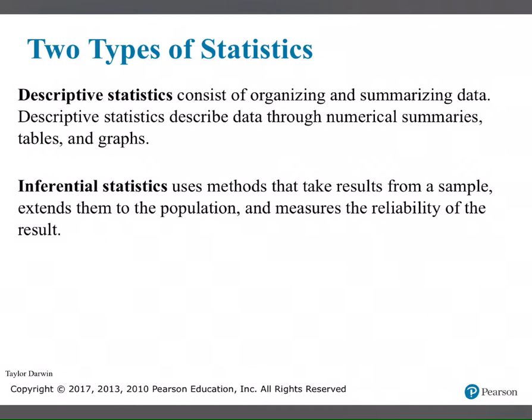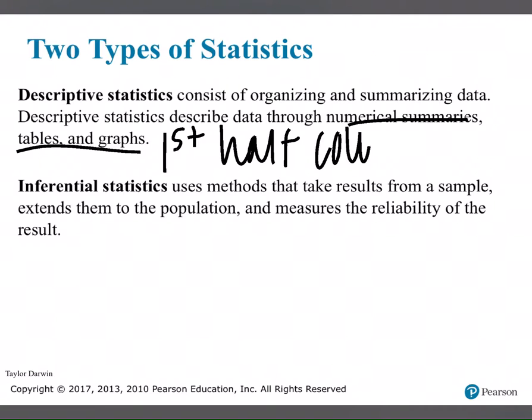So we've got descriptive statistics, which consists of organizing and summarizing data, and it describes data through numerical studies, tables, and graphs. That's going to be the first half of our course. Really, chapters 1 through 6 deal with descriptive statistics. We will be given data, or maybe we collect data on our own, and we say, this is what we know about our class, or I can summarize it numerically, or I can put it in a table and a graph and make it look a little better.